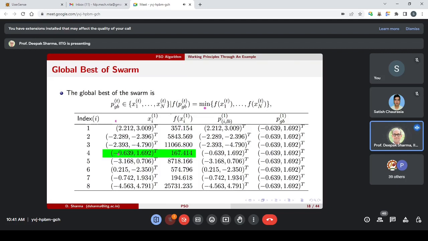So this will become the global best for all the particles. Now look at the x1 and x2 values. The same value is assigned to the last column, which is the global best for all the particles. That's why the same vector is copied in the last column.